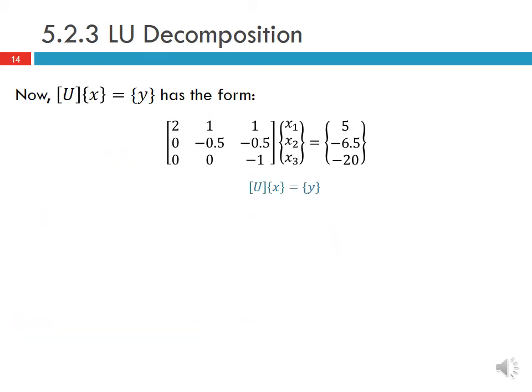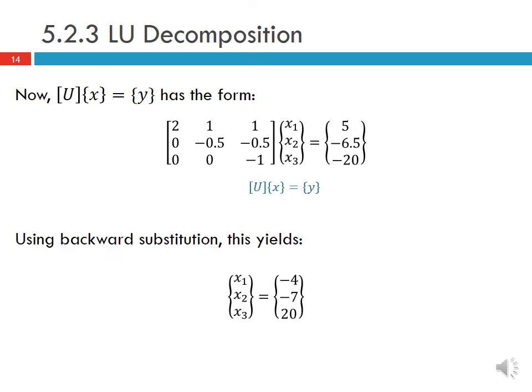Then we consider our equation UX equals y, which has the form shown here. So we have our U, our unknown vector x, and the y that we found from the previous step. Now this can be solved using backward substitution, which yields the answer that we're looking for, x1, x2, and x3.